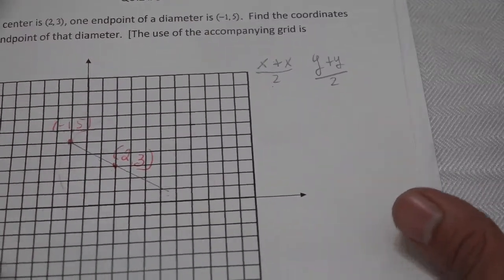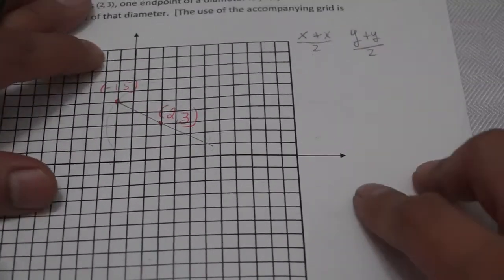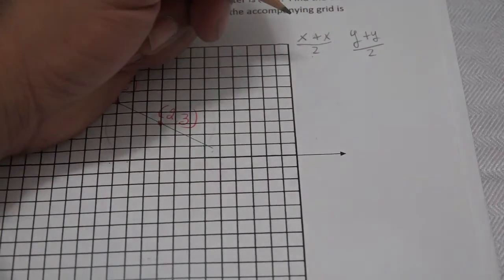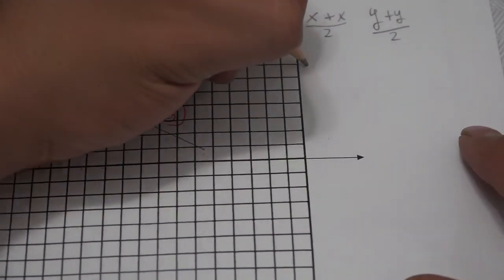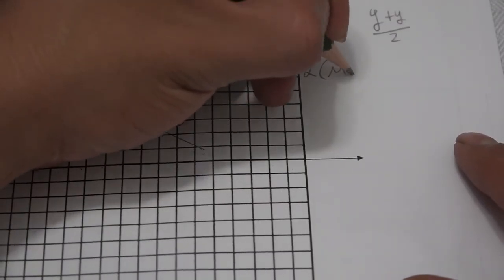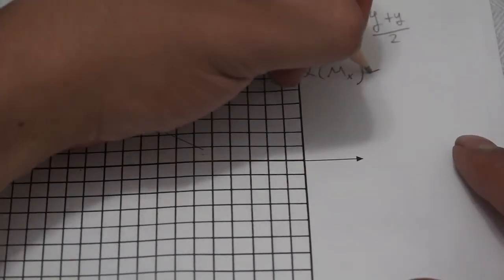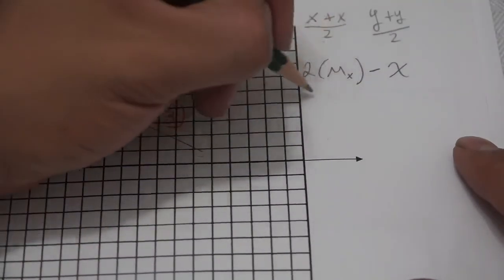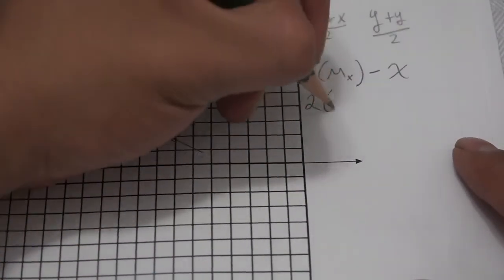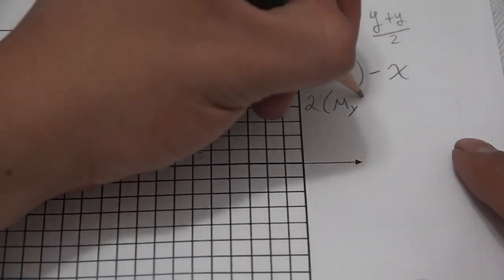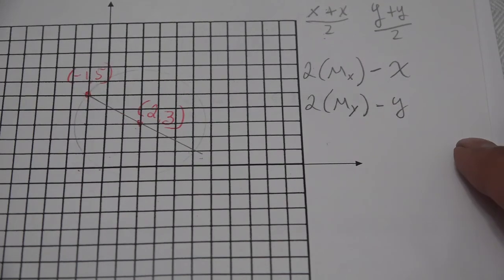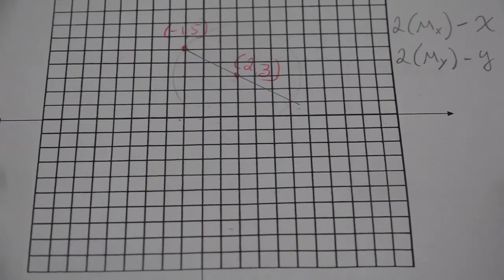For example, let us find the endpoint. To find the endpoint of x, you multiply the midpoint of x by 2 and subtract one of the endpoints of x. To get the endpoint of y, you multiply the midpoint of y by 2 and subtract the other y component. Okay, let me try it. Of course. So let's try it on the grid right here.